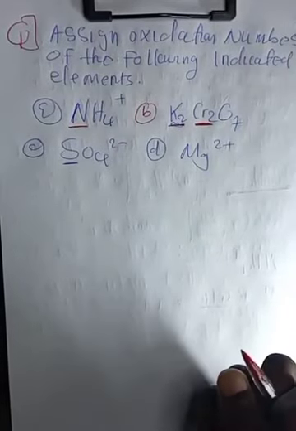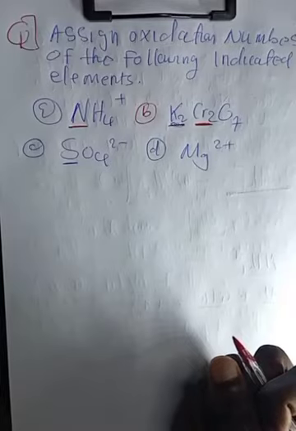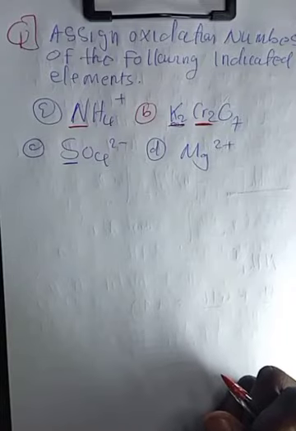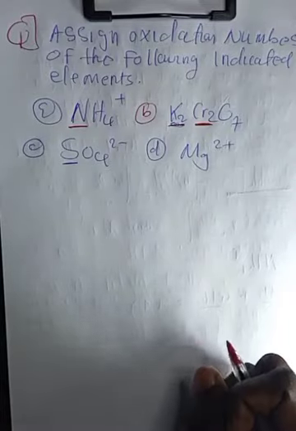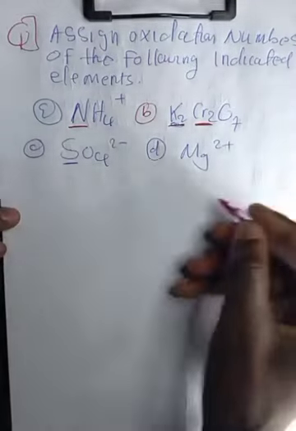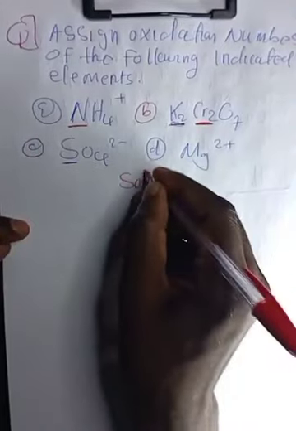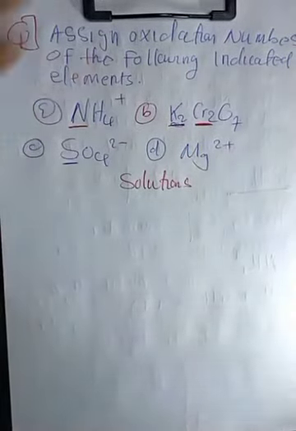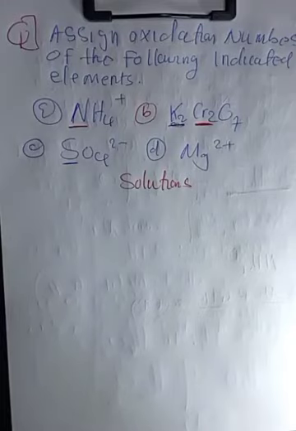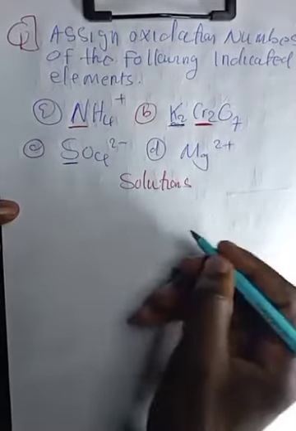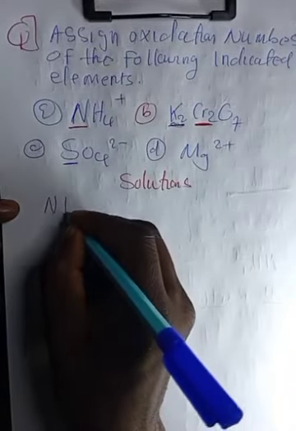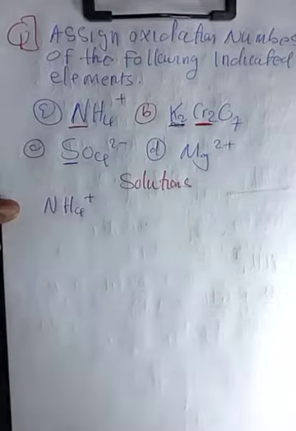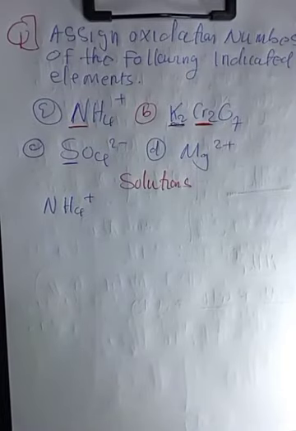We need to assign oxidation numbers of the underlined elements. So the first one we have is ammonium here. We need just to use the rules that I have basically outlined to you. So remember, let's just do a quick one.